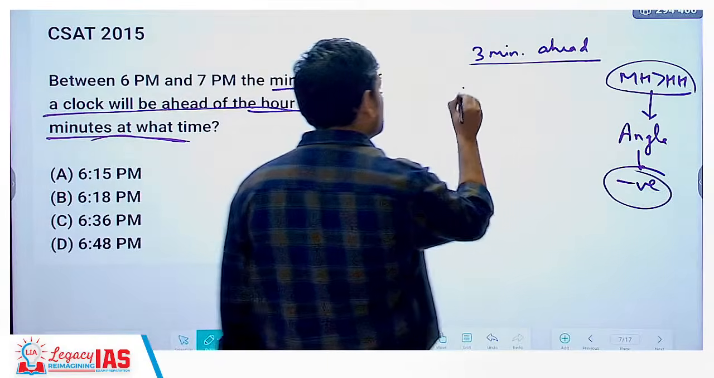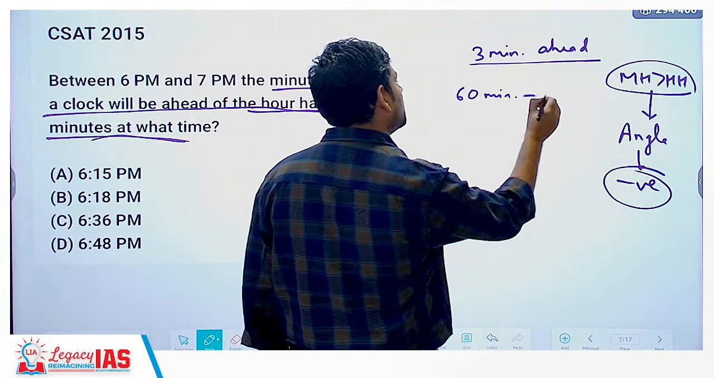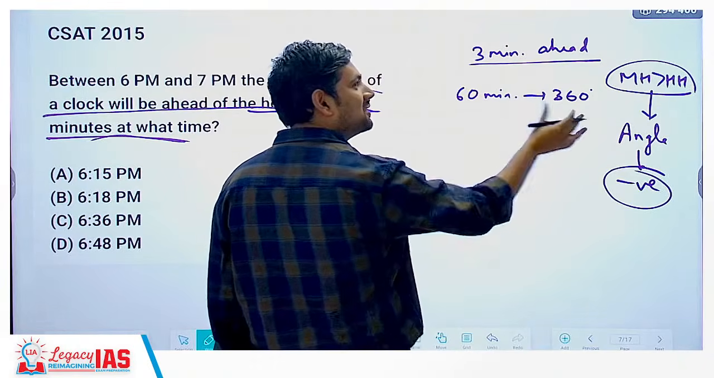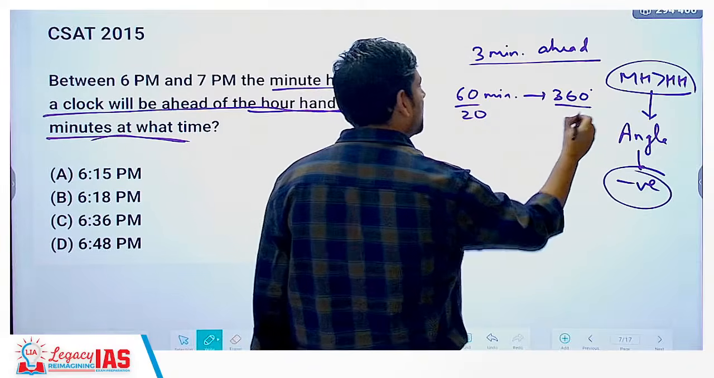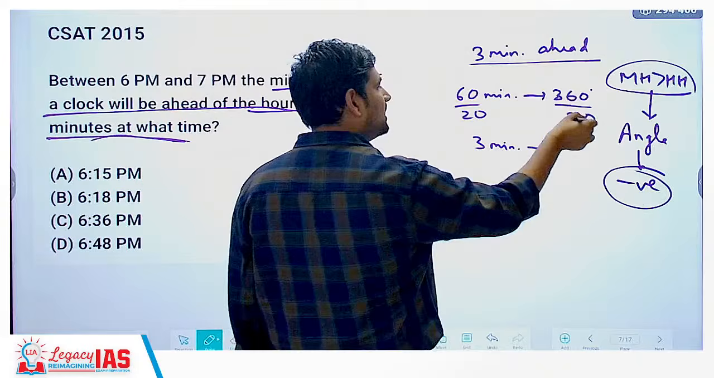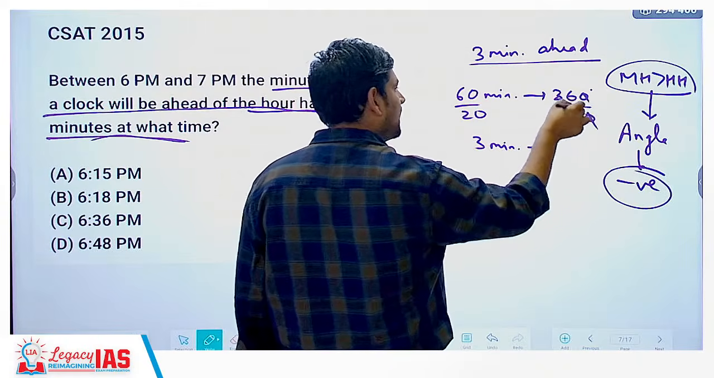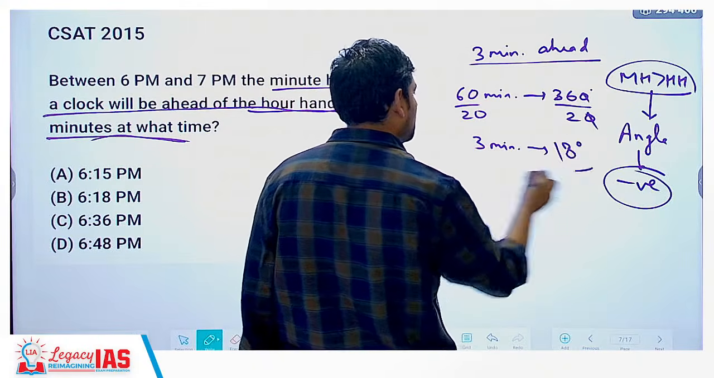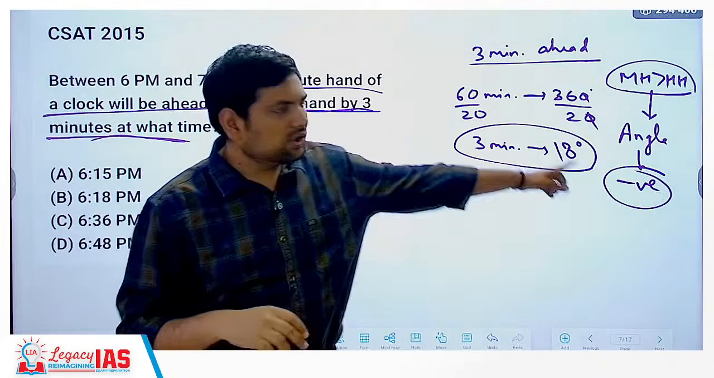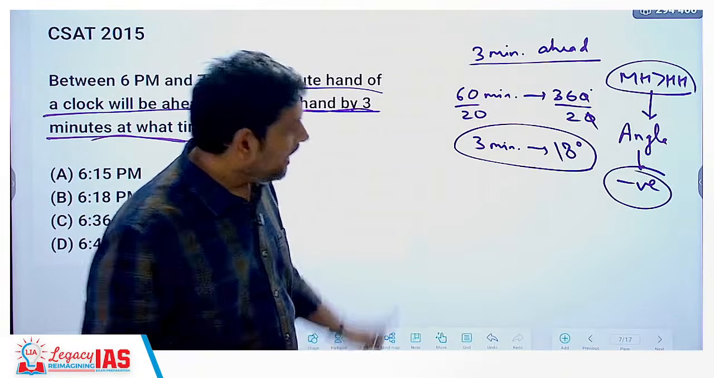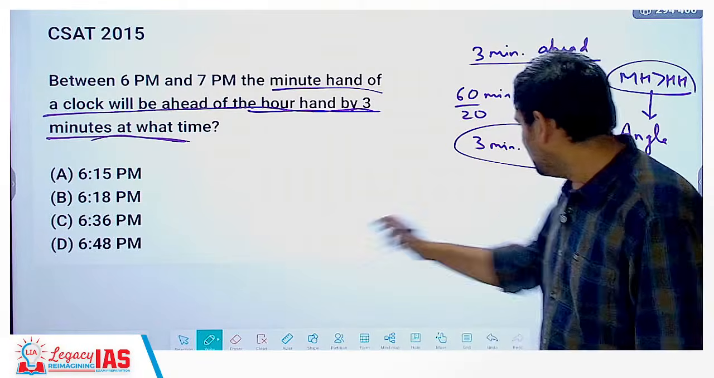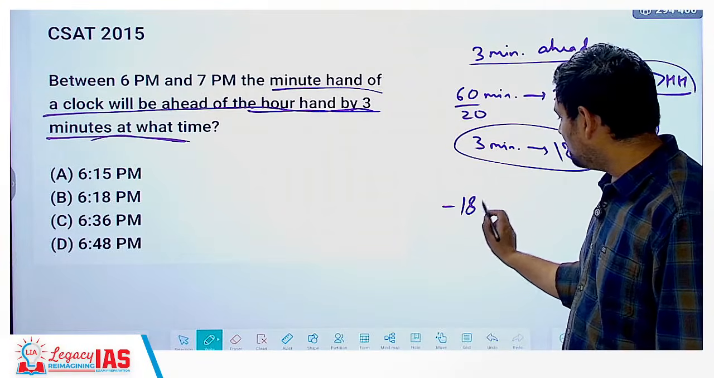So, 60 minutes is equivalent to 360 degrees. Then you just divide both sides by 20. What I get? This is cancelled out. So, 3 minutes. Now, 360 by 20, 0, 0 cancel. 36 by 2, 18 degrees. So, that means 3 minutes ahead or behind is equivalent to 18 degrees. But according to the question, we must take it negative. Correct? So this becomes what? Angle becomes minus 18 degrees.